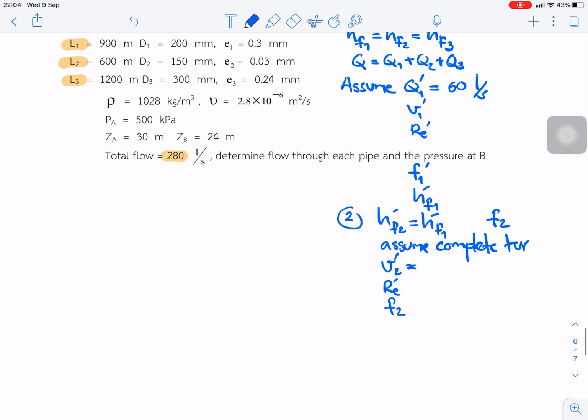And for pipe number 3, the same. We can assume that the head loss of pipe number 3 is equal to head loss of pipe number 1, and do the same, similar to pipe number 2.